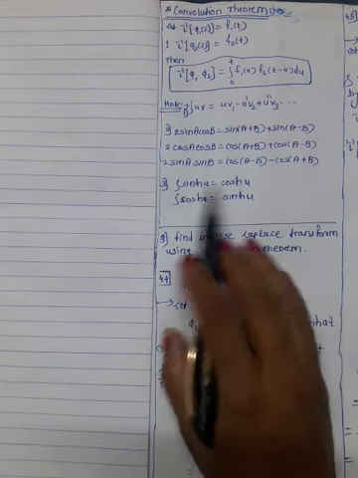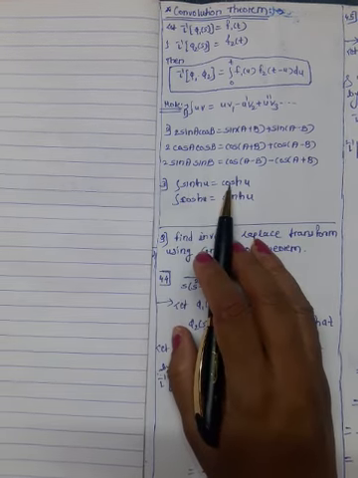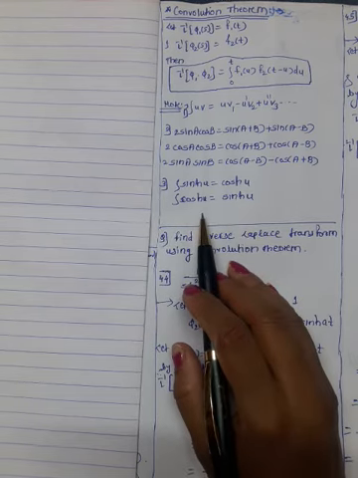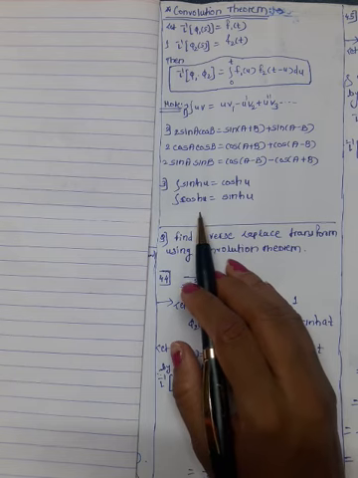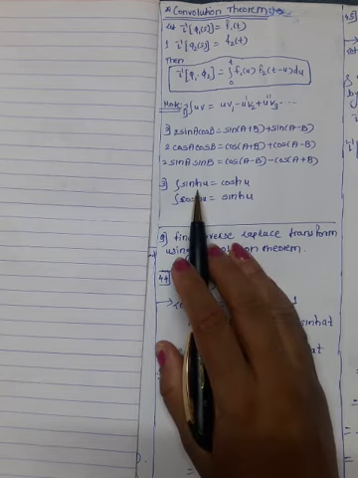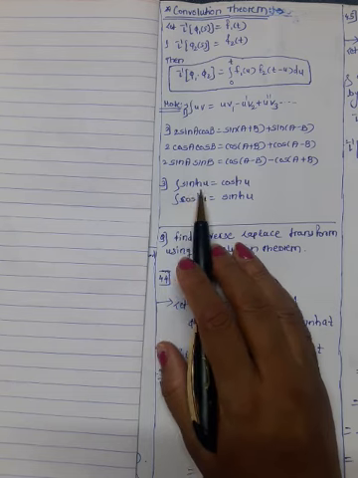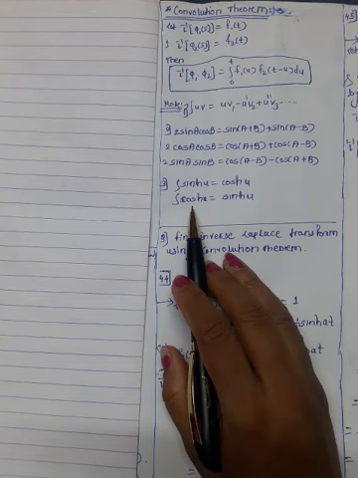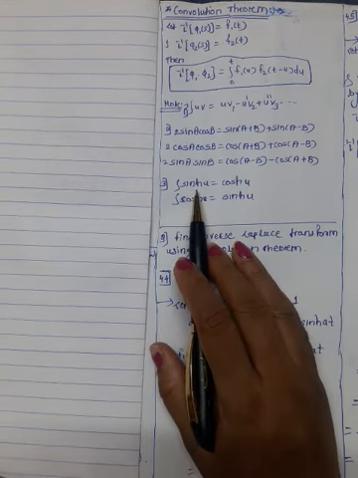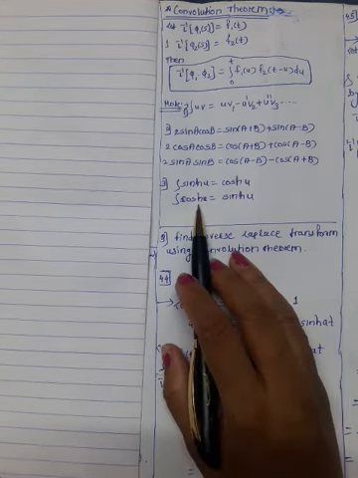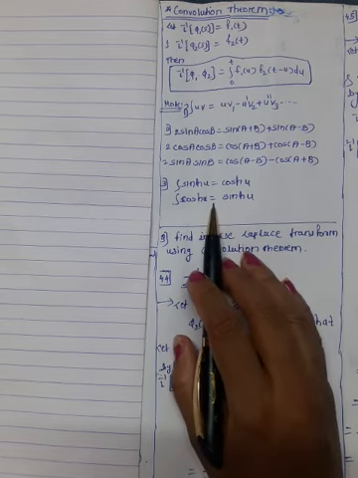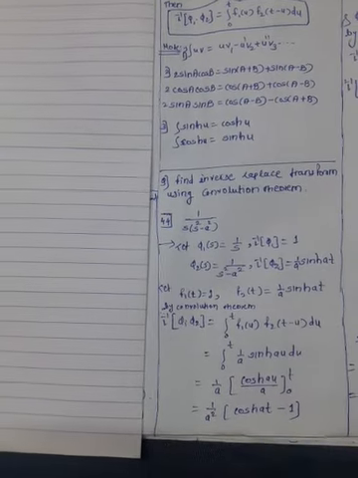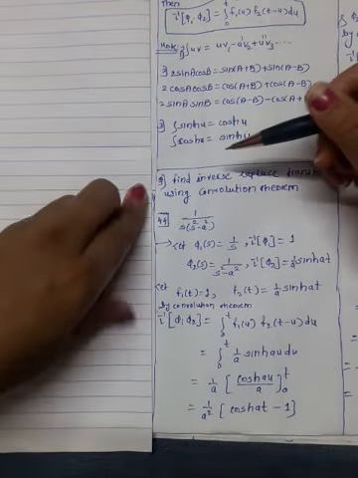Generally, the integration of sine is minus cos, and the integration of cos is plus sine. For normal angles there is the matter of plus and minus signs, but whenever a hyperbolic function is there, like sine hyperbolic or cos hyperbolic, there is no minus sign. That means the integration of sine hyperbolic is cos hyperbolic, and the integration of cos hyperbolic is sine hyperbolic. There is no plus or minus sign here. Okay, remember this formula.